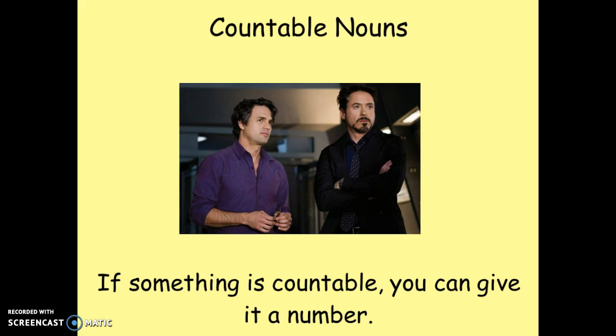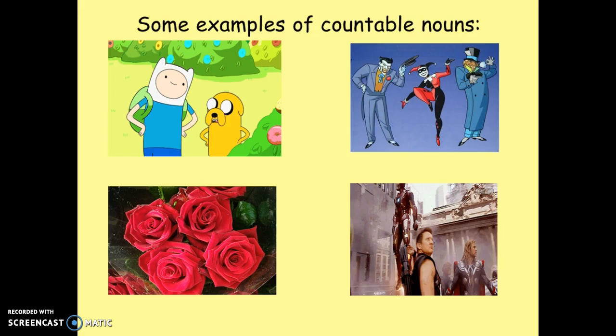When it comes to counting, there are 2 types of nouns, countable nouns and non-countable nouns. Let's talk about countable nouns first. If a noun is countable, you simply add a number in front of the noun, like this. 1 Avenger. It's the Hulk. 2 Avengers. All you need to change is the ending and the numeral to indicate if it is plural or singular.